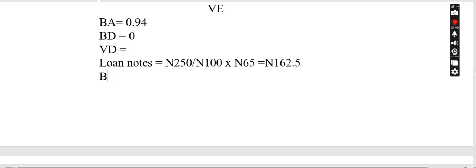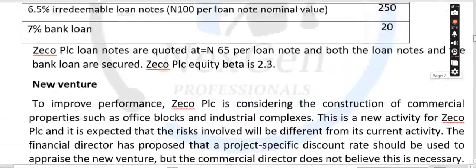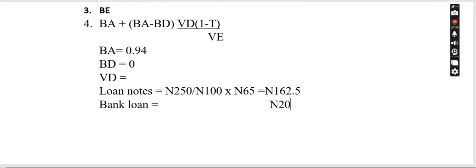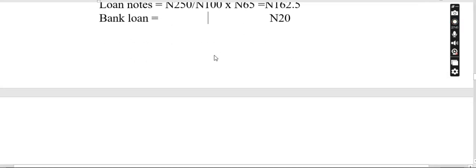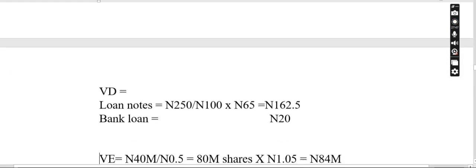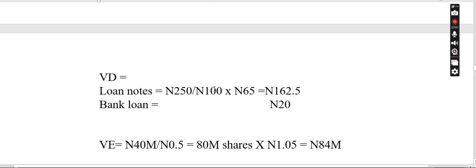Now, the bank loan. Don't forget the market value of the bank loan is still the same figure given in the capital structure. What is the figure? Did you capture the figure from the capital structure? Yes, 20 million. So what is the total? 182.5.